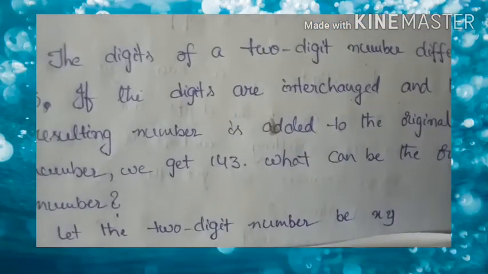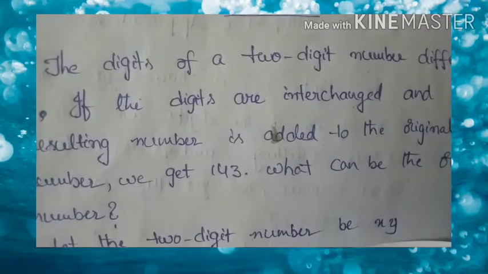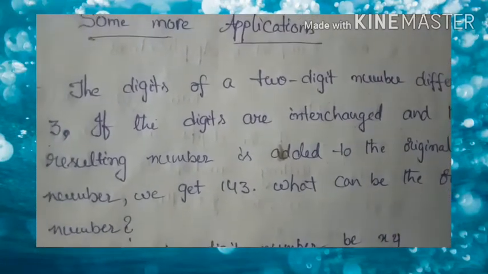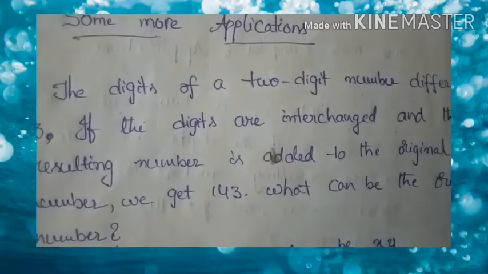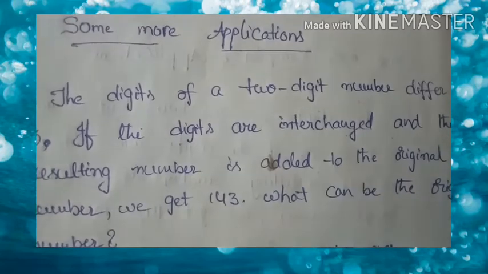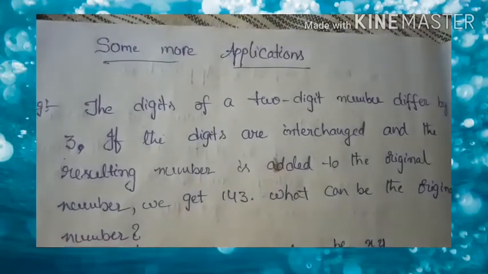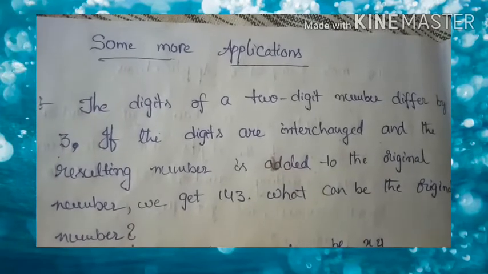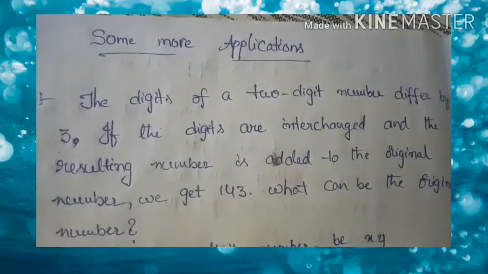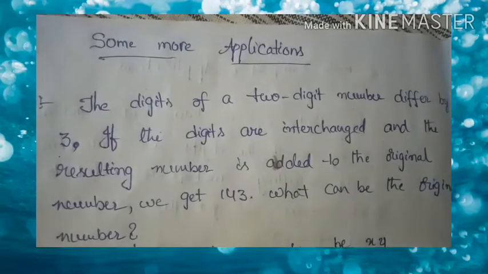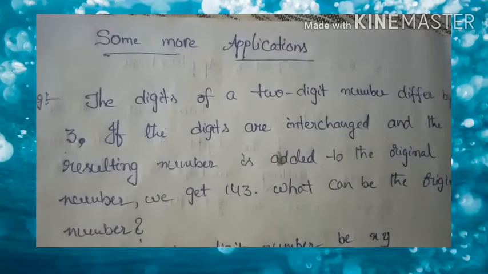Okay, let us see the sum. The digits of a two digit number differ by 3. If the digits are interchanged and the resulting number is added to the original number, we get 143. So what can be the original number?